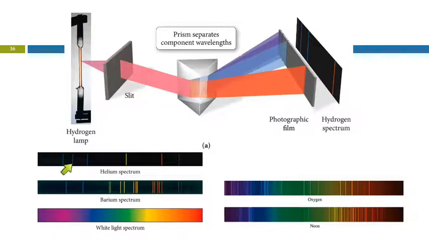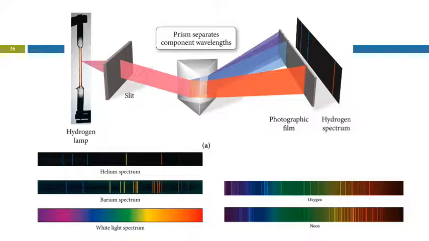If we do that with helium, we see that we've got more lines. But again, there are big dark areas. Here's barium, where we get a lot more lines. But this pattern is different than for helium, and different than for hydrogen. So you can look at the pattern and identify what element it is.